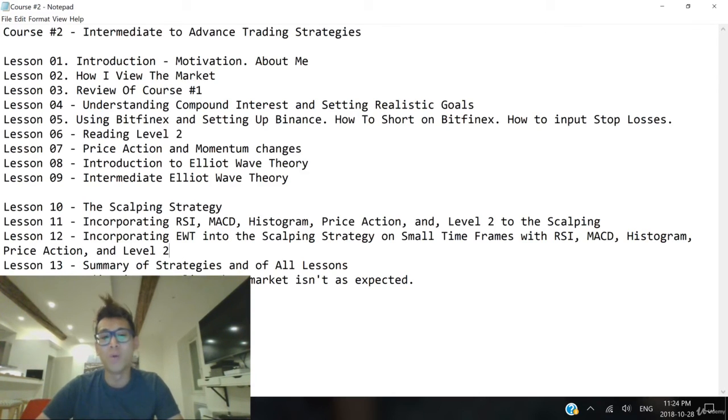In course number 4, we're going to talk about setting realistic goals and understanding how compound interest works, which is a fancy way of basically saying how to grow an account. I'd say it's a smaller account, and understanding that every time you win, you are able to play with a larger position size, which will eventually compound your gains to a much higher amount than you started with.